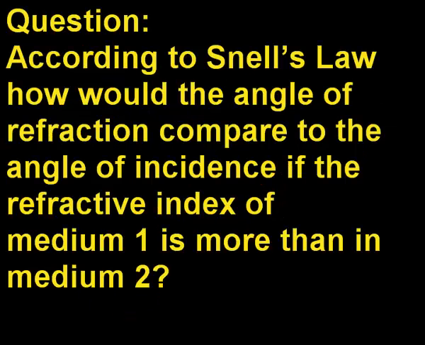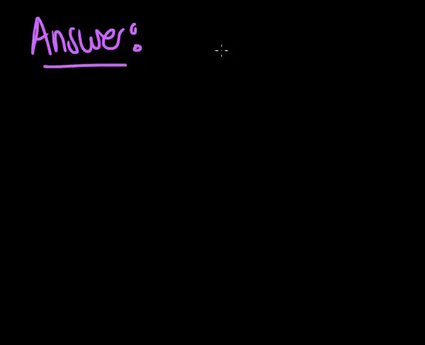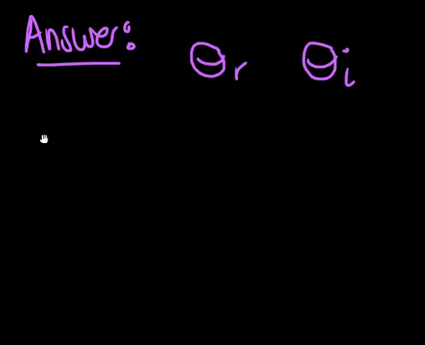Now, the question which I would like you to attempt is: according to Snell's law, how would the angle of refraction compare to the angle of incidence if the refractive index of medium 1 is more than that of medium 2? Remember to first pause your play and attempt the question before you look at the answer. The question basically asks how our angle of refraction will compare to our angle of incidence if the refractive index of my first optical medium is greater than the refractive index of my second optical medium.